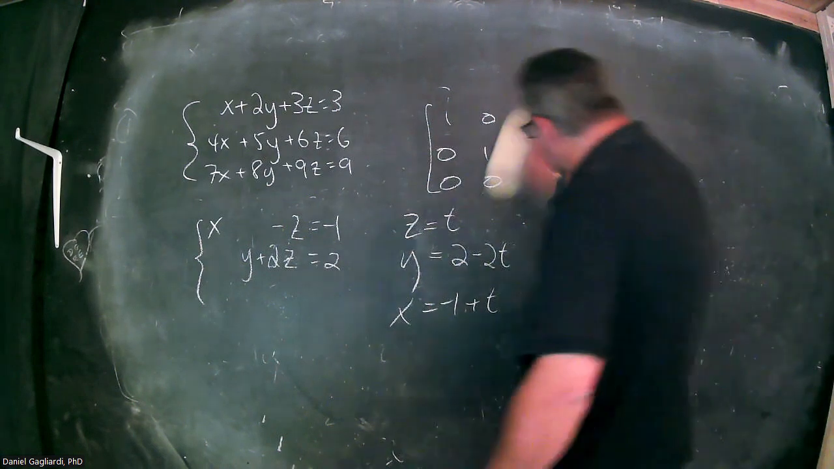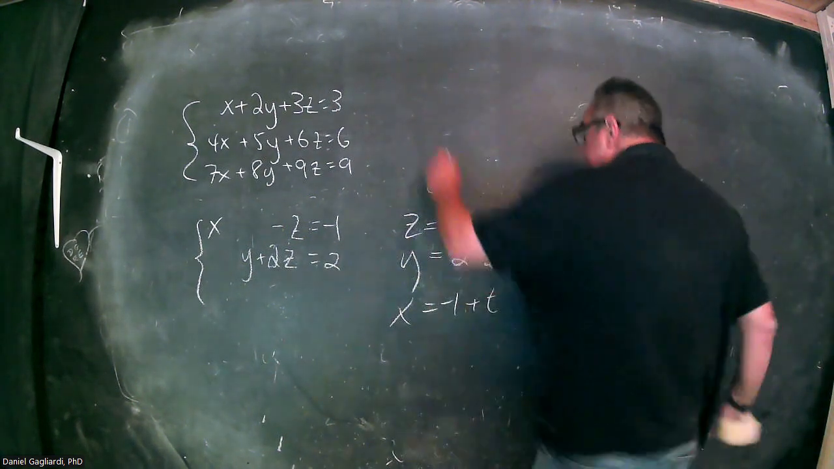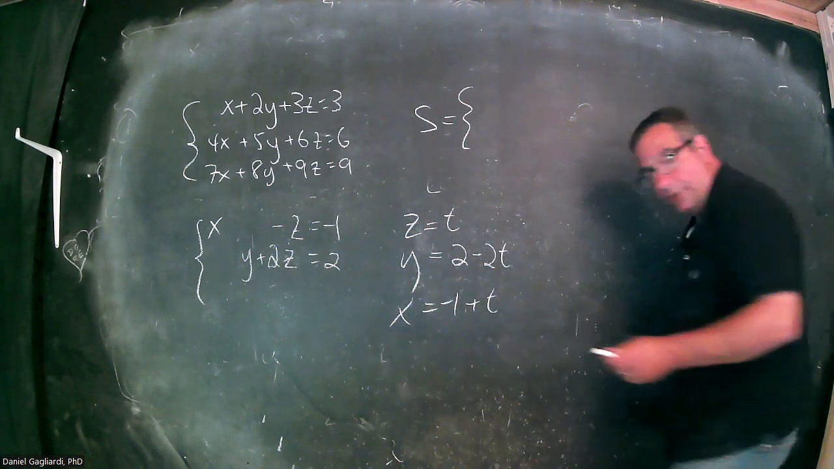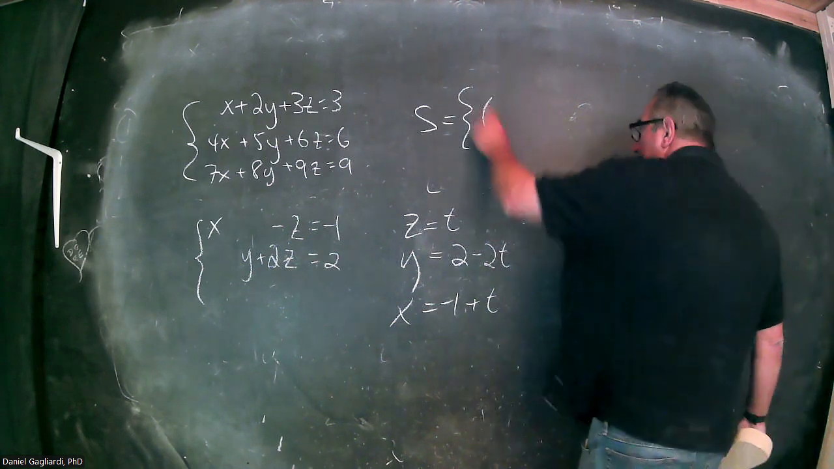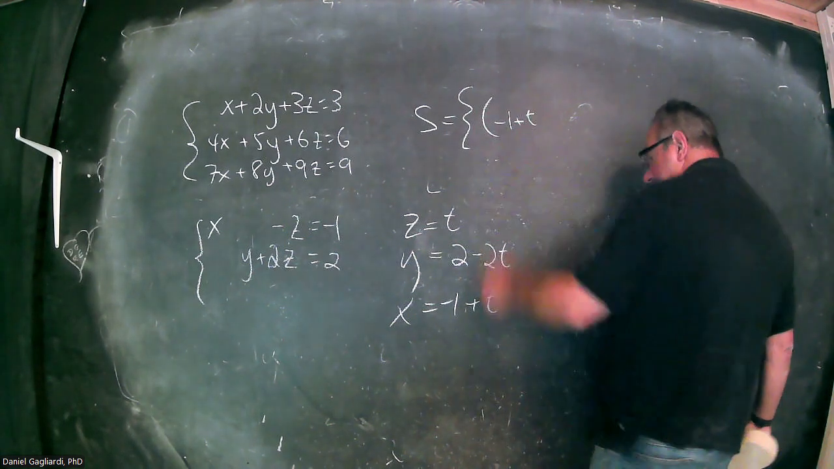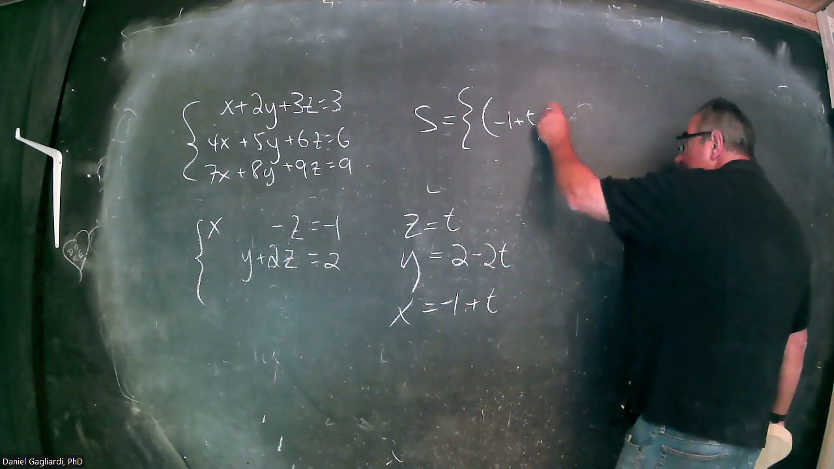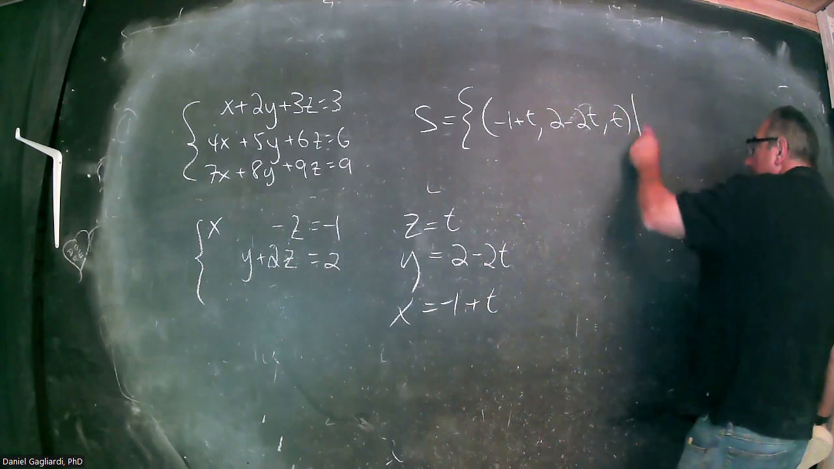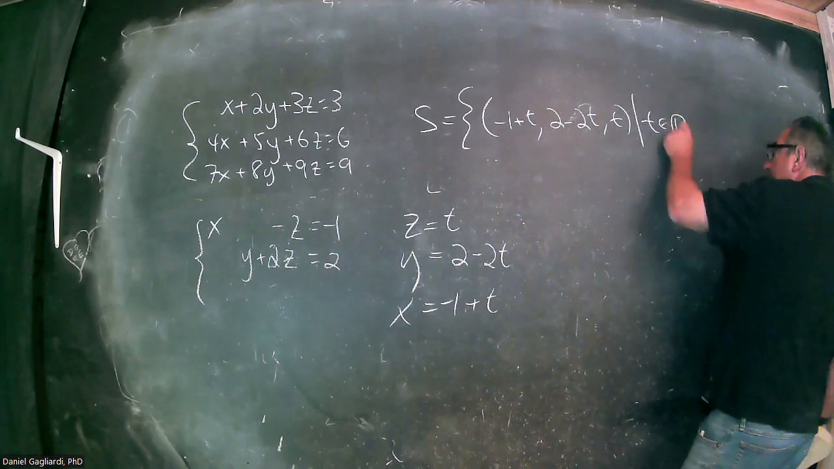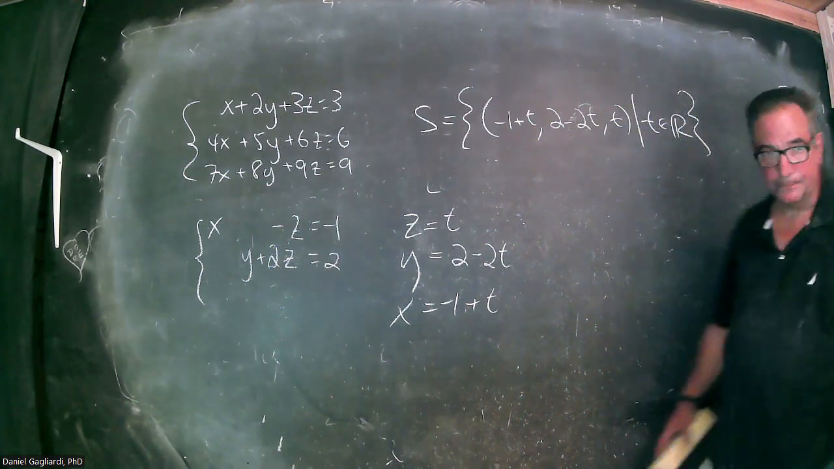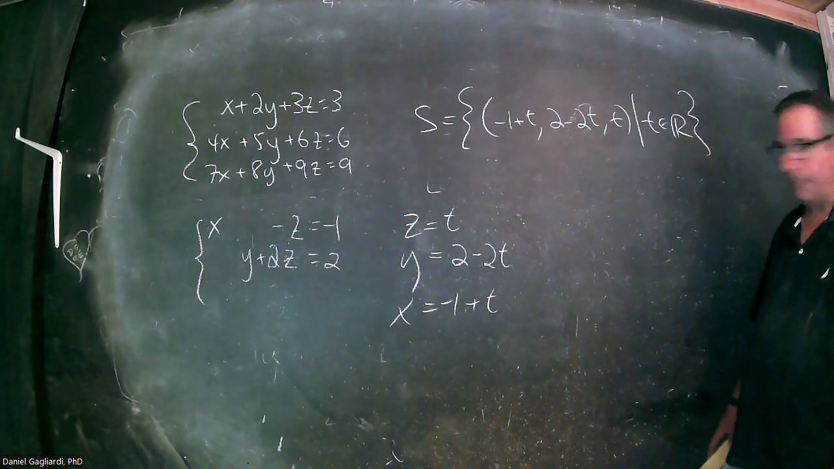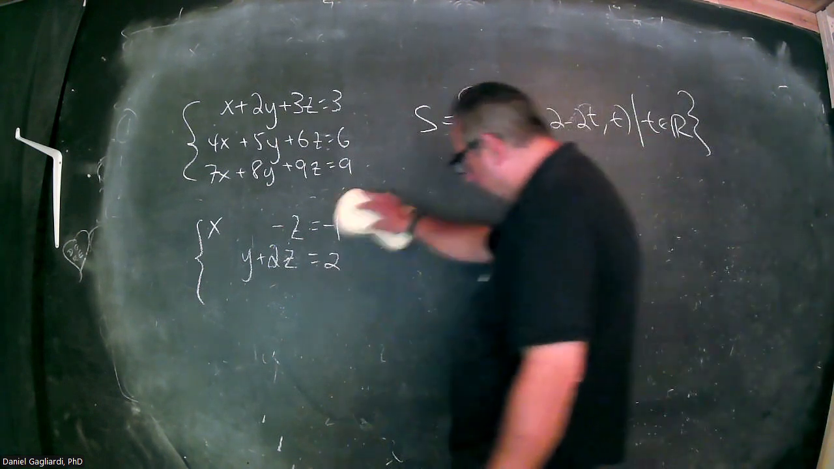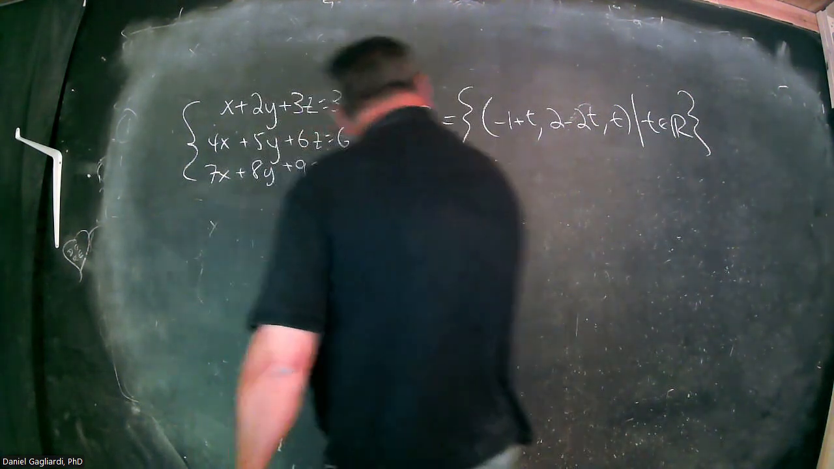Thus, our solution to this linear system, S, is equal to the set of all coordinates in three-dimensional space, such that x is -1 plus t, right? And then we have y is 2 minus 2t, and then we have z is equal to t, such that t is any real number. So that's the solution. All right? Good. How about we check the solution? So to check the solution, we substitute the values that we get.